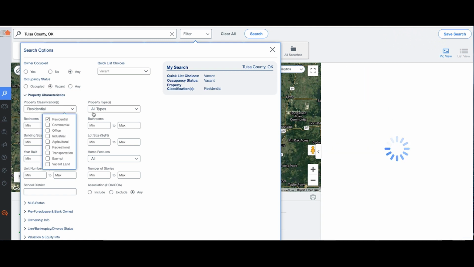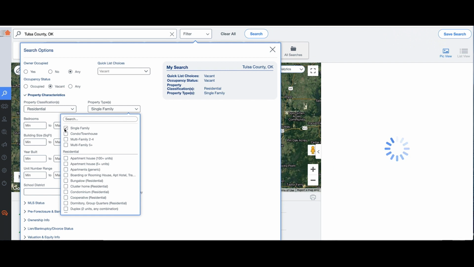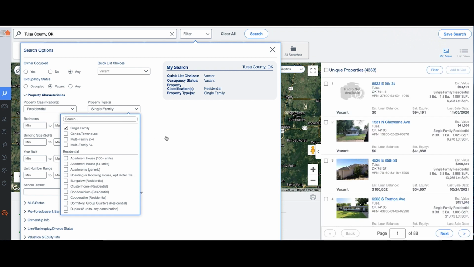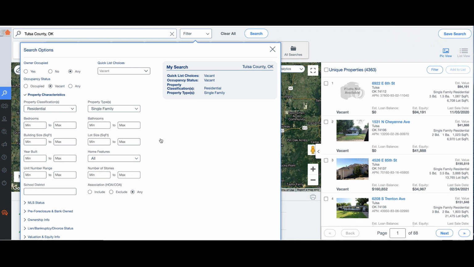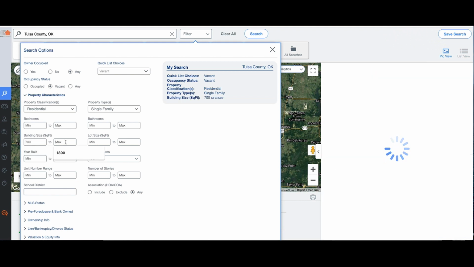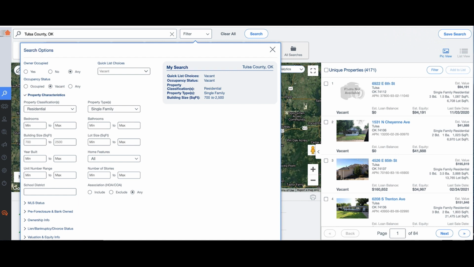I am going to only do residential properties, and I really only care about single family in this area. I wouldn't say Tulsa is the greatest area for condos. I mean, we've done them though. Bedrooms and bathrooms, I don't really care. I don't want anything too small, but I also don't want anything too big because I'm a wholesaler and I wholesale to landlord buyers and they don't like the big homes. Neither do the flippers because these like 4,000 square foot homes cost a lot.